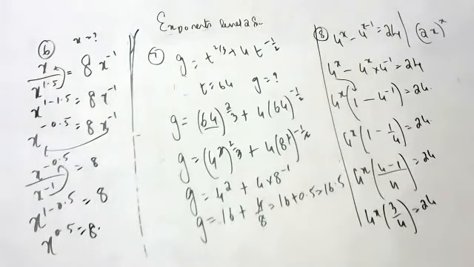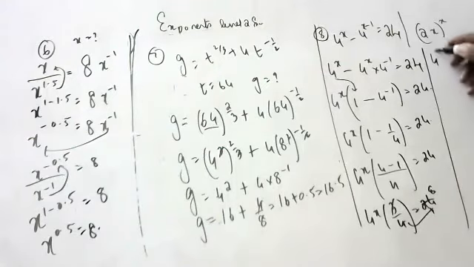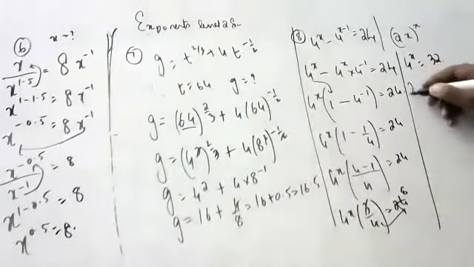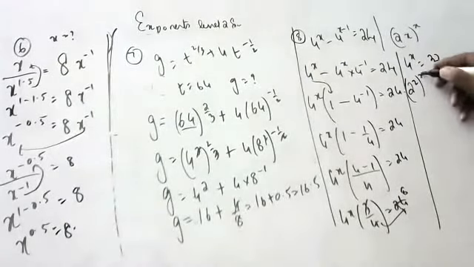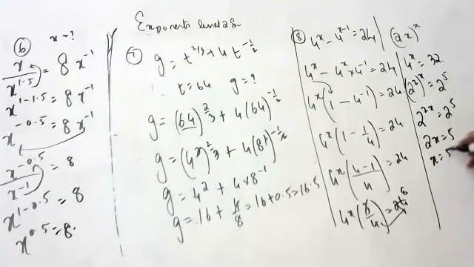3 by 4. Okay. 3 8s are 24. 8 4s are how much? 32. 4 to the power of x equals to 32. Now what should you do? Anybody? 2 to the power of 5. 32 means 2 to the power of 5. 2 to the power 2x is equal to 2 to the power of 5. 2x equals to 5. x equals to 5 by 2.